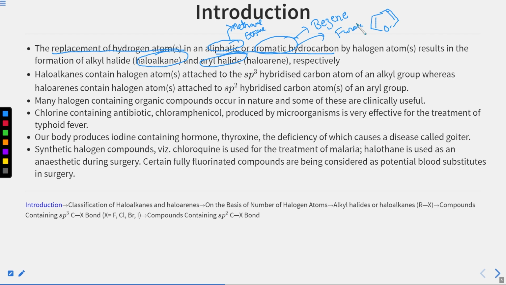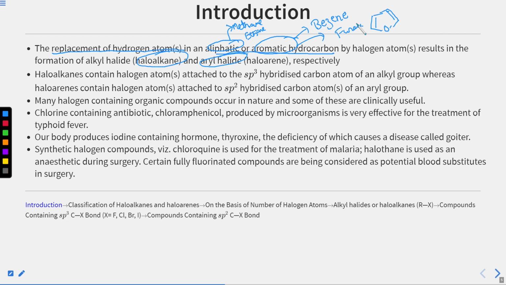Now if we replace the hydrogen in such compounds, aliphatic or aromatic, we get the resultant compound as an alkyl halide if we have the aliphatic chain, and an aryl halide or haloarene if we have the aromatic one.